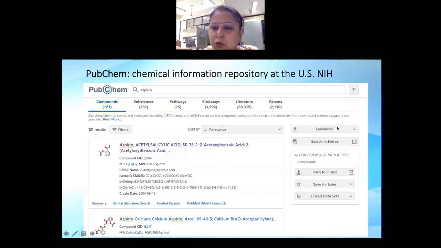Then you can go and download it. If you want, you can search it in entries as well. Then you go to substances, you can go to pathways in which it is involved. You can go to bioassays and you will find what bioassay to perform to estimate it, literature and patents related to it. So the PubChem database will give you an entire idea about that chemical compound, which you want to find out against any other protein, or you want to find out about its activity information.